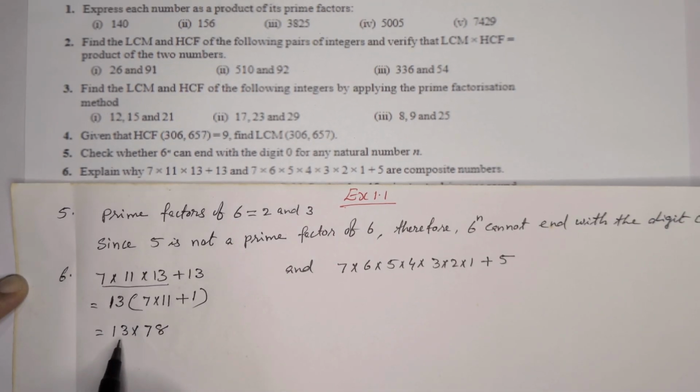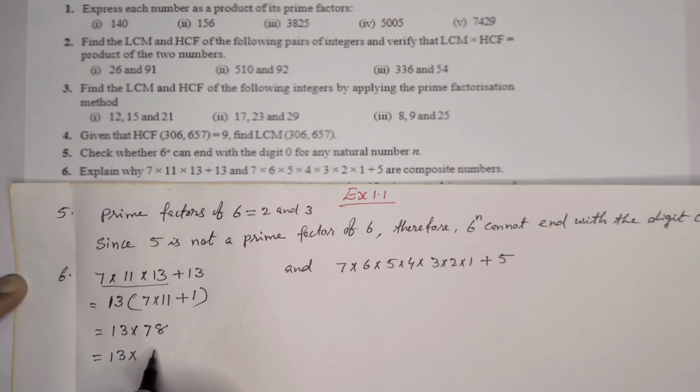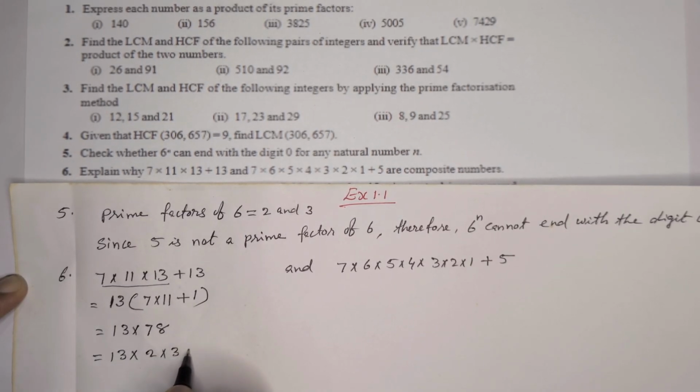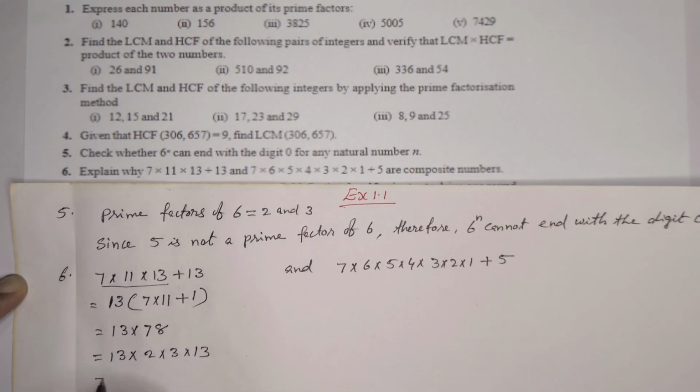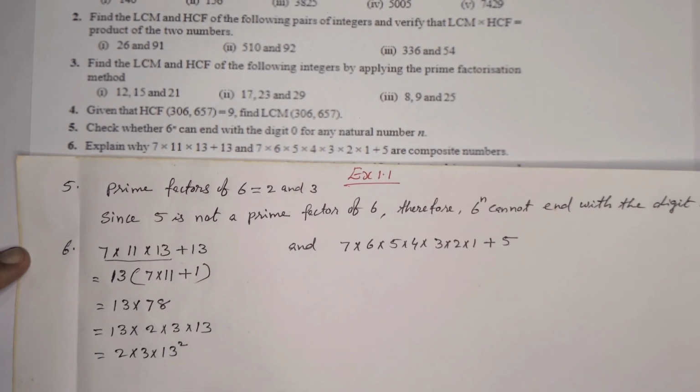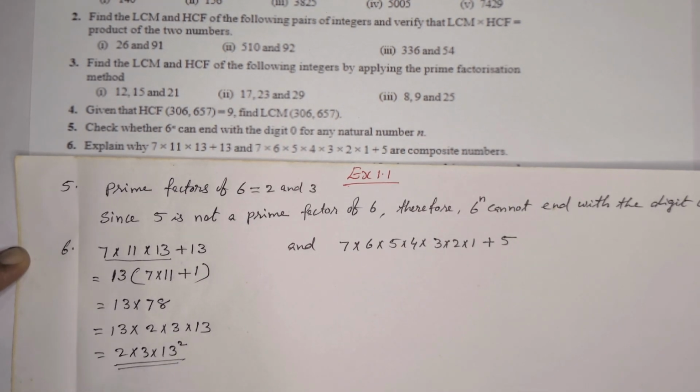Now we can see that we can write the given number as the product of 2 numbers, which means this is a composite number. Or we can again prime factorize 78. When we are prime factorizing, we will get 2 into 3 into 13. So the first number we can write as the product of prime factors.